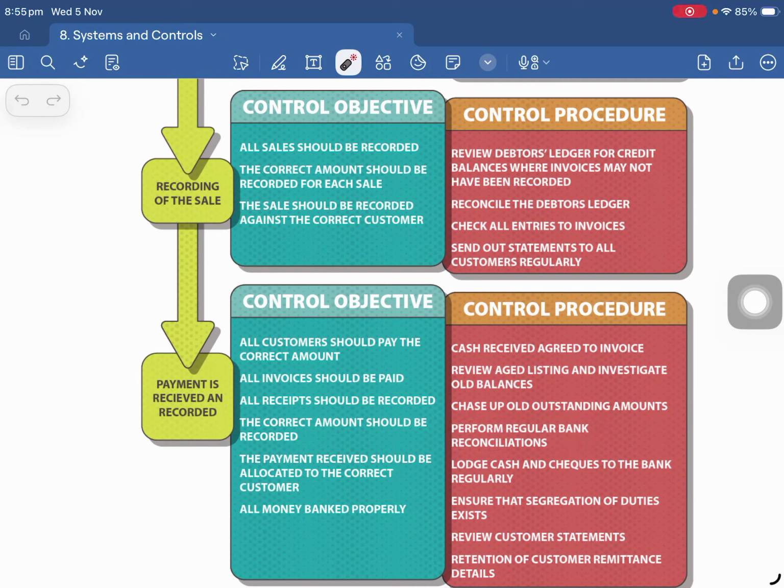Then we are going to lodge, that means we are going to deposit, all the checks that we have got on a regular basis.